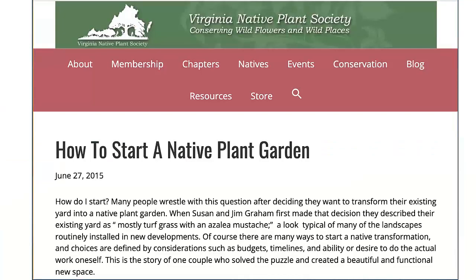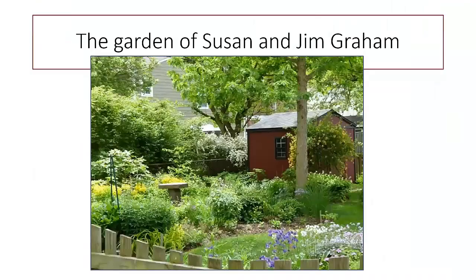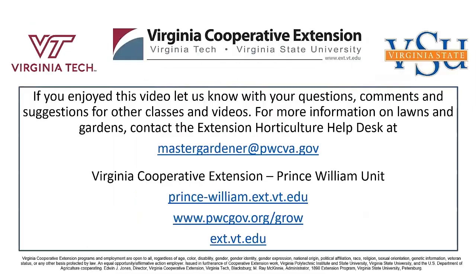There is an organization called the Virginia Native Plant Society, and they relate the story of some homeowners who started a native plant garden. They give some very specific directions on how to start a native plant garden. This happens to be the garden of one of their members, Susan and Jim Graham, who followed the directions on how to start a native garden. And the garden that they've created is just a lovely place.